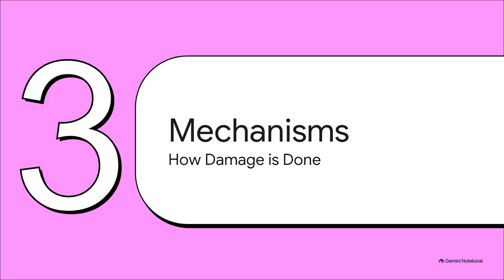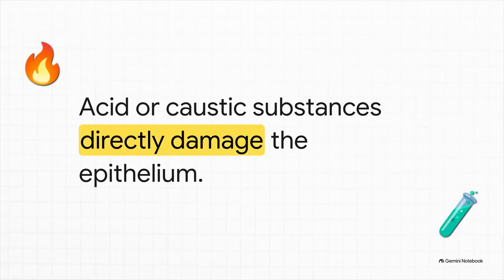Section 3, Mechanisms of Mucosal Injury. Let's talk about how the damage is actually done, because understanding the mechanism is where the infective versus non-infective distinction really matters clinically. Let's start with chemical and reflux injury.